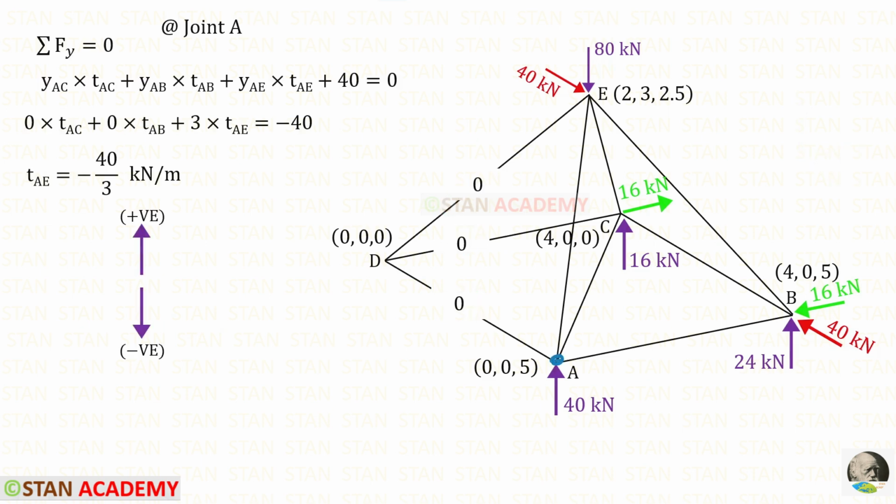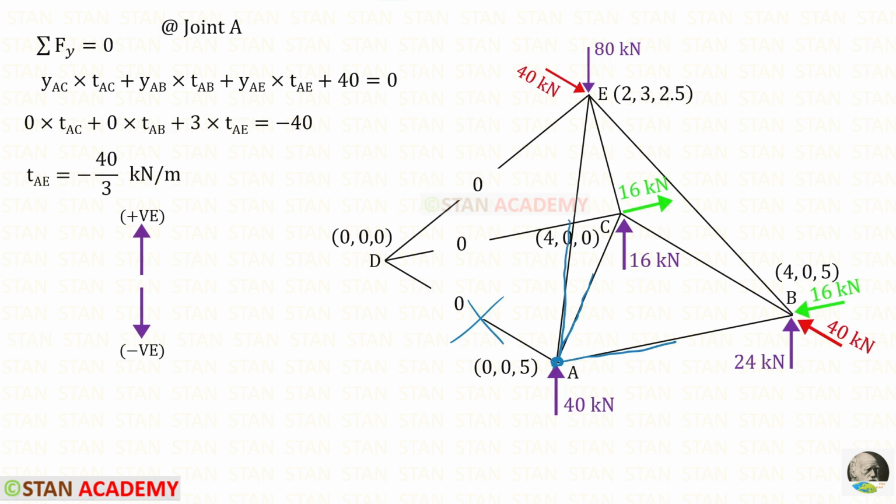Let us take the joint A and find the tension coefficients. First, let us apply this rule. We have to multiply the distance of every member in the y direction with their tension coefficients and then we have to add them. Also, if there is any reaction or load, that also we have to add. Then we have to equate the total addition to 0. In the joint A, no need to consider the member AD because it is 0. So we only have to take the members AB, AC and AE.